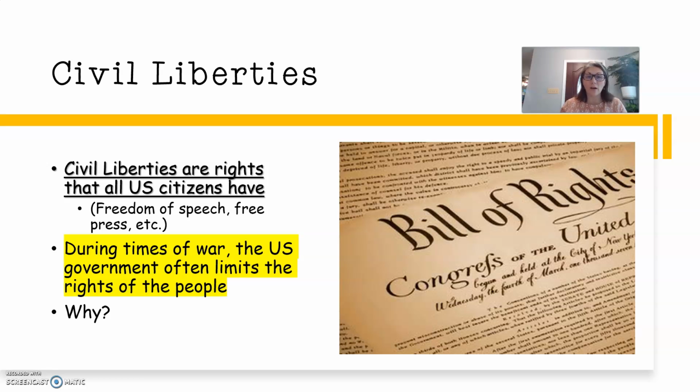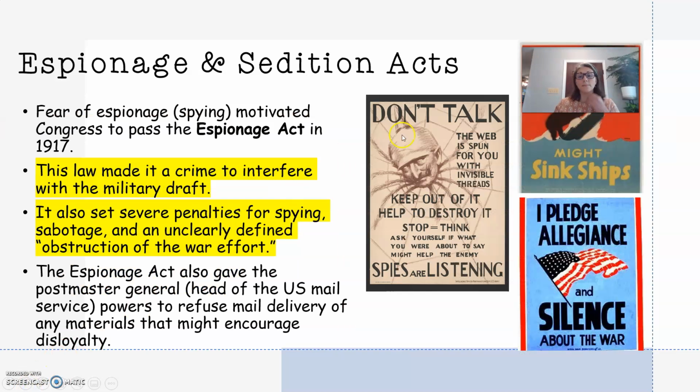And you're probably thinking, well, it might not be good for them to go around telling everybody if they know information about where soldiers are or if they know information about maybe secret weapons that we have. We don't want that information falling into the wrong hands. And that's really where all of this stems from, but sometimes the US takes it to the extreme. And in World War I, there are two laws that are passed: the Espionage and Sedition Acts, and both of these laws really limit freedom of speech for Americans during World War I.